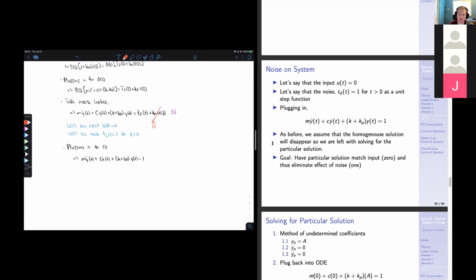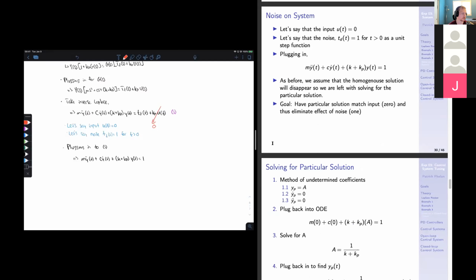All right. So like we did last time, we're going to assume that the homogeneous solution is going to disappear. And then all we're left with is our particular solution. So what we have to do now is solve for the particular solution. And our goal is to have that particular solution match our input, which was 0, which is going to eliminate the effective noise on our system, which we said was 1. And again, that's due to a bird striking the airplane.